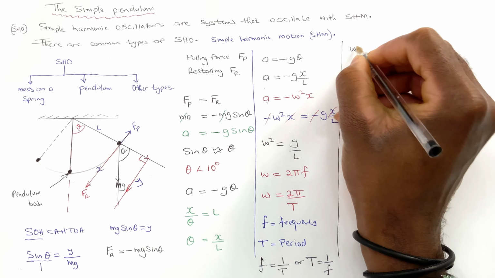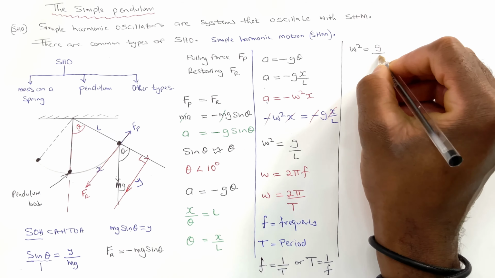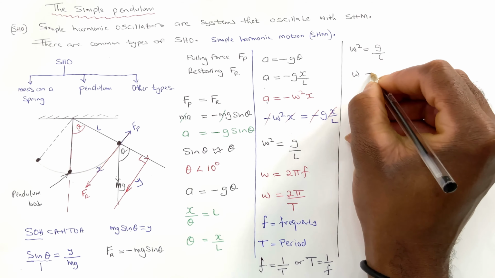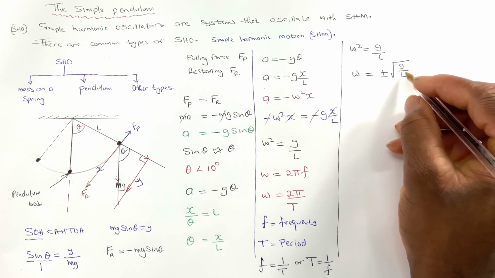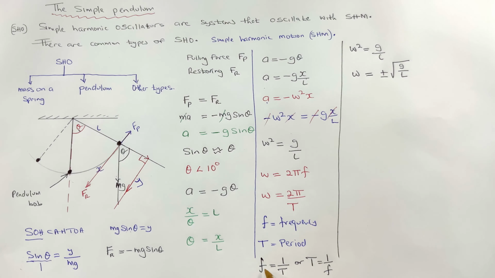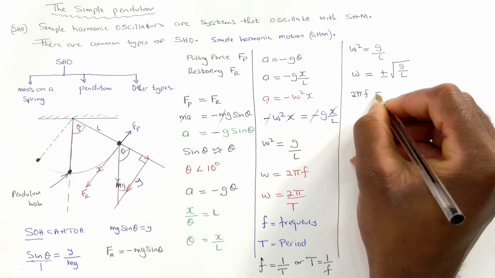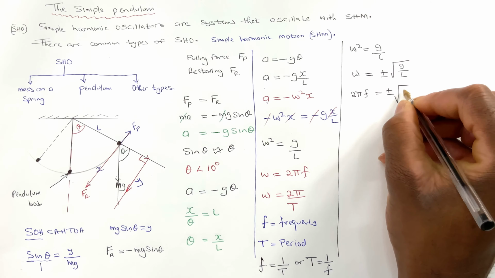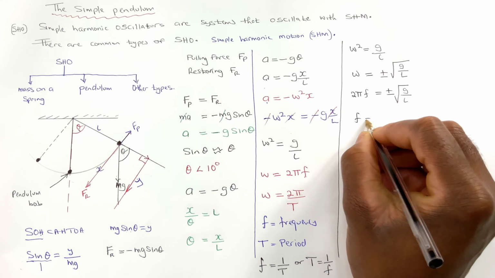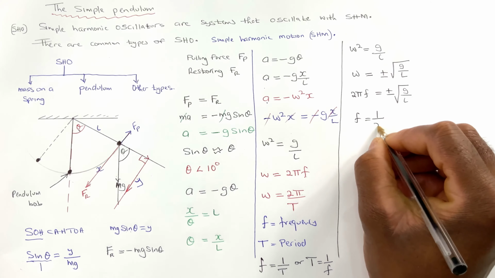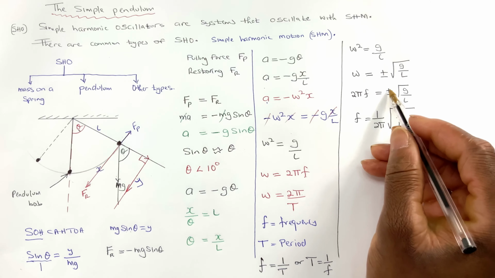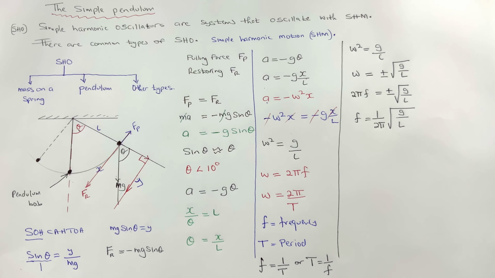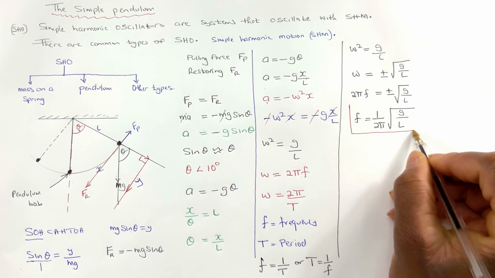So we now know that omega squared equals g over L. If I square root both sides, I get omega equals plus or minus root g over L. But I can now replace my omega with 2 pi f, or 2 pi over T, and I get 2 pi f equals plus or minus root g over L, where f will be, I divide both sides by 2 pi, 1 over 2 pi root g over L. I can only have positive frequency, not negative frequency. So that's the first frequency equation.